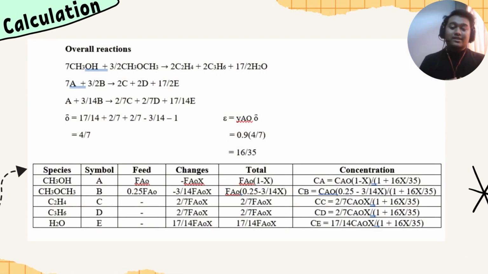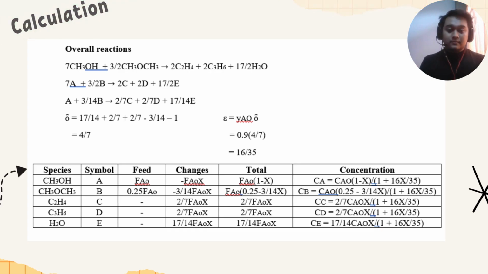In order to find the selectivity and also the yield, we need the rate law value. So how to find the rate law value? We first find the concentration of A, which is the methanol, and the concentration of B, which is the dimethyl ether. So how do we find it? Basically, we do the stoichiometric table. We list all the species, symbols, changes, and totals, and then we get the equation for the concentration, which will later be used to calculate CA and CB to get the rate law.